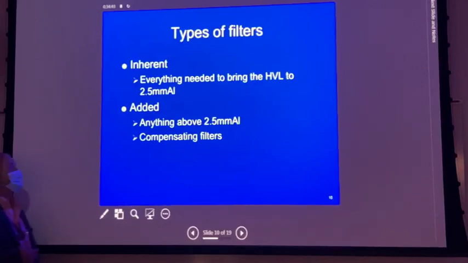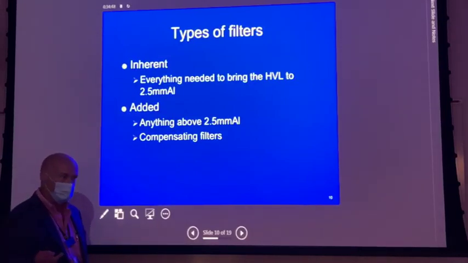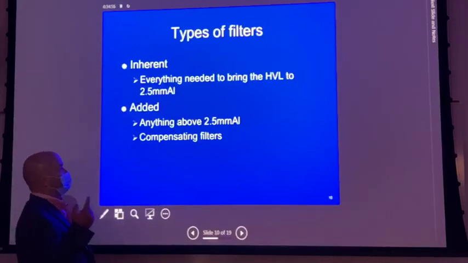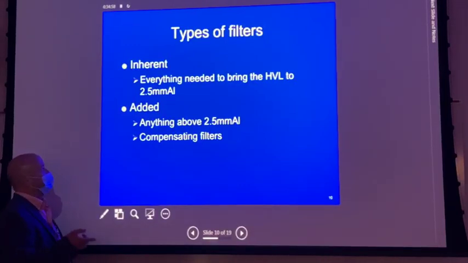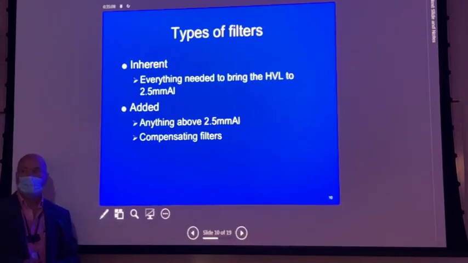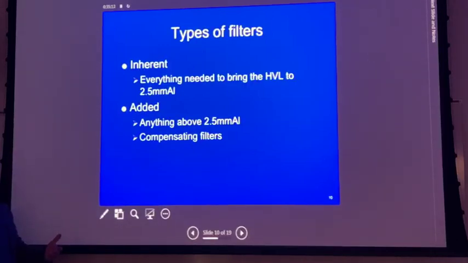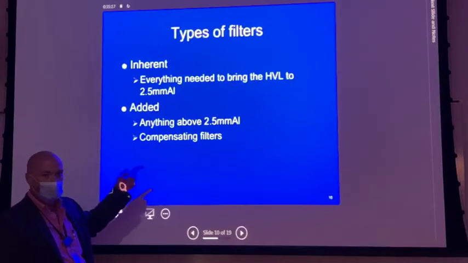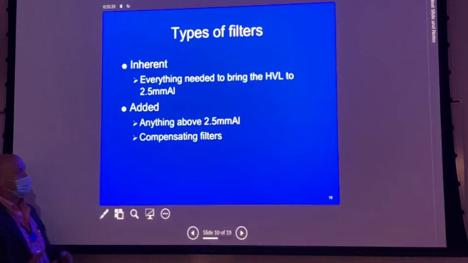All right, so what are our types of filters? Two types of filters fundamentally. We've got inherent filtration, and we've got added filtration. Added filtration is anything that you need to bring the half value layer of the x-ray beam up to 2.5 millimeters of aluminum or equivalent. If you're shooting above 70 kVp, your x-ray tube should have 2.5 millimeters of aluminum inside of it. Anything above that is added filtration.